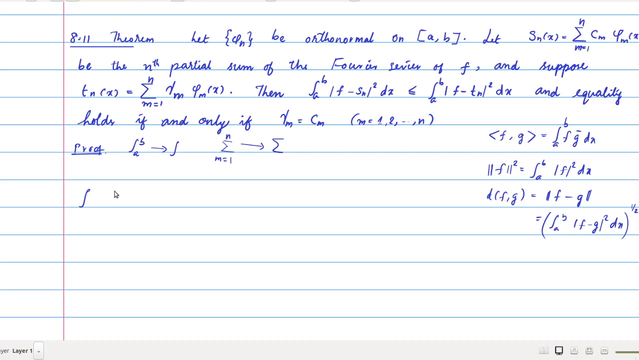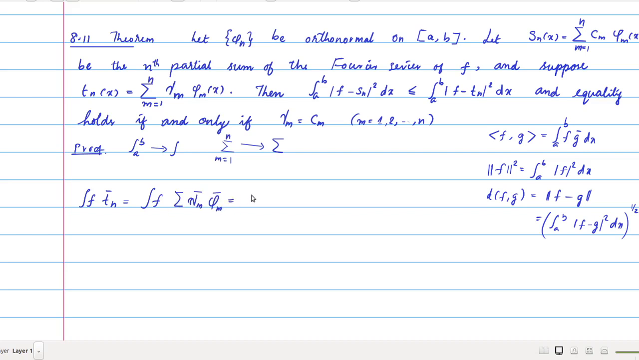So first we evaluate integral f Tn conjugate. That means integral a to b f of x times Tn of x conjugate dx. Okay. Then evaluating this, we can substitute for Tn conjugate. Tn conjugate is the conjugate of these summations. It contains n terms, so you can take the conjugate of this, and that will give summation gamma m conjugate phi m conjugate.